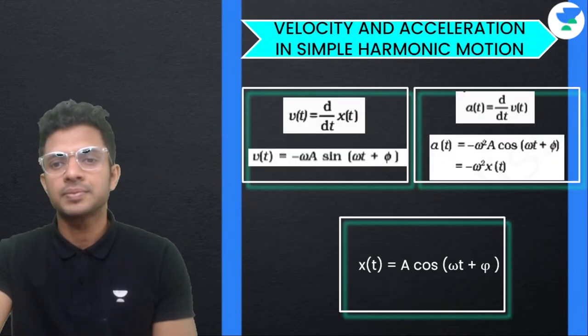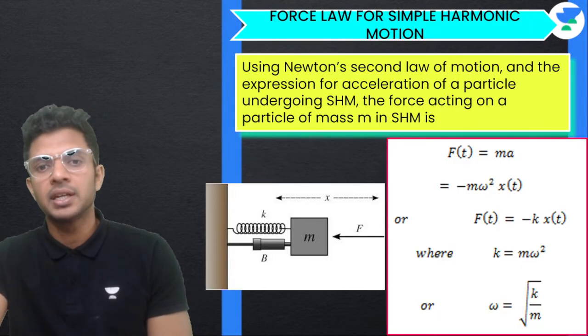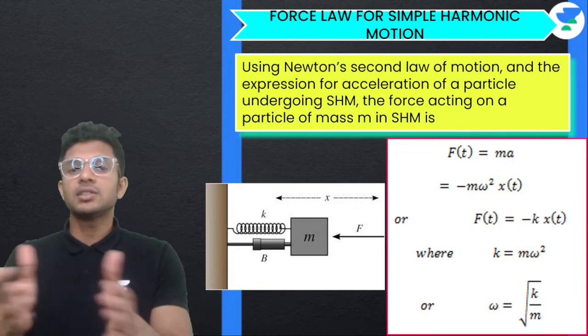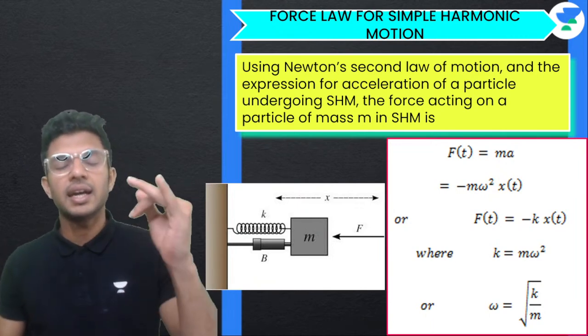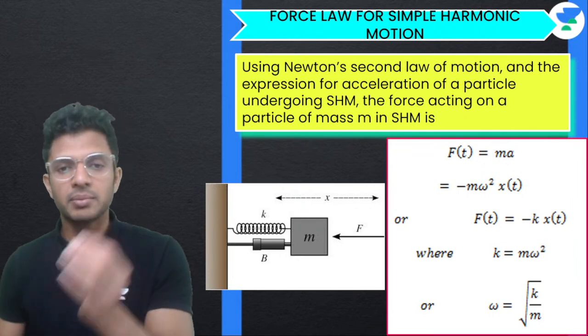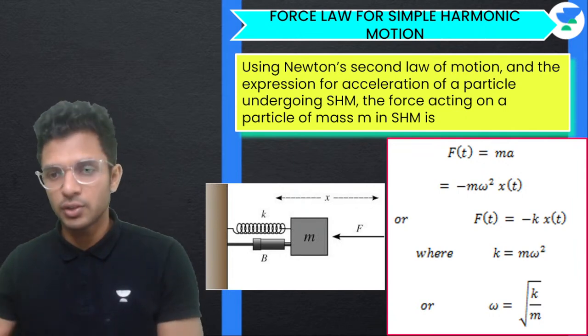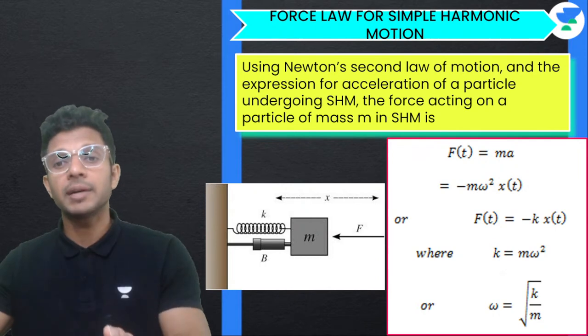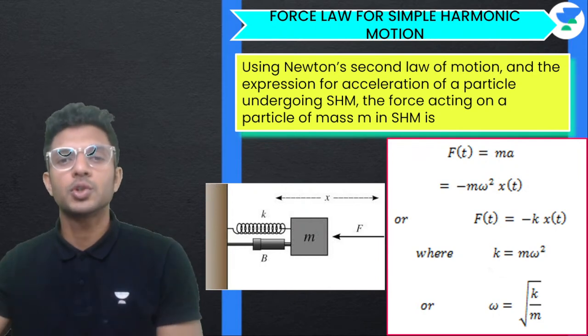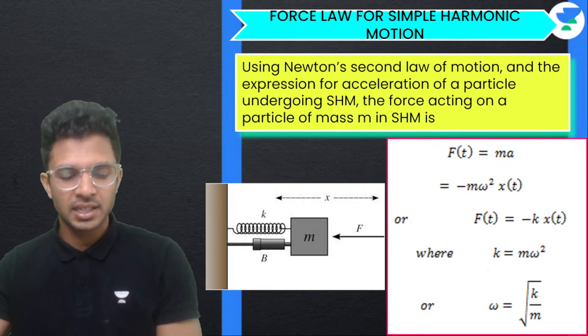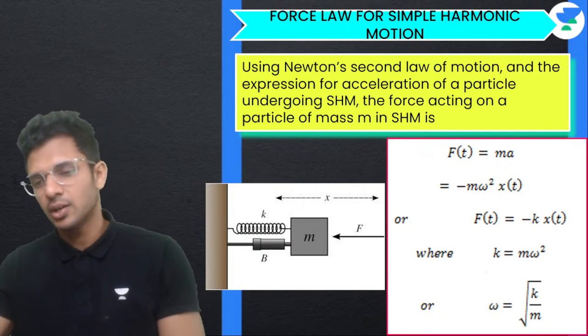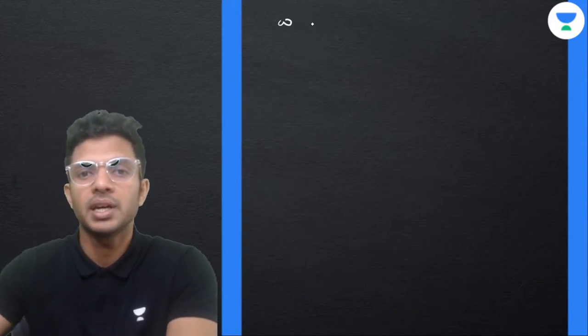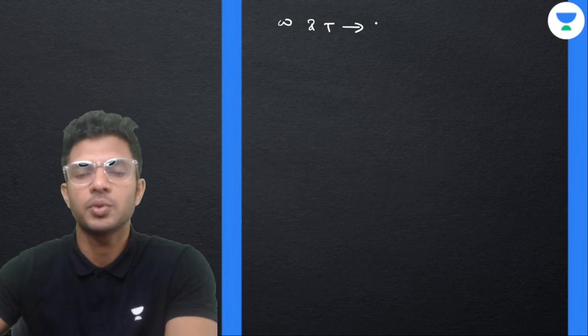Now, do you know what we are going to do? We are going to find out the value for a time period in special cases. Special cases means, in the case of a spring mass system, first case. In the case of a simple pendulum, second case. In these two cases, we are going to find out separately what omega is, and by finding omega, we will also find the time period.